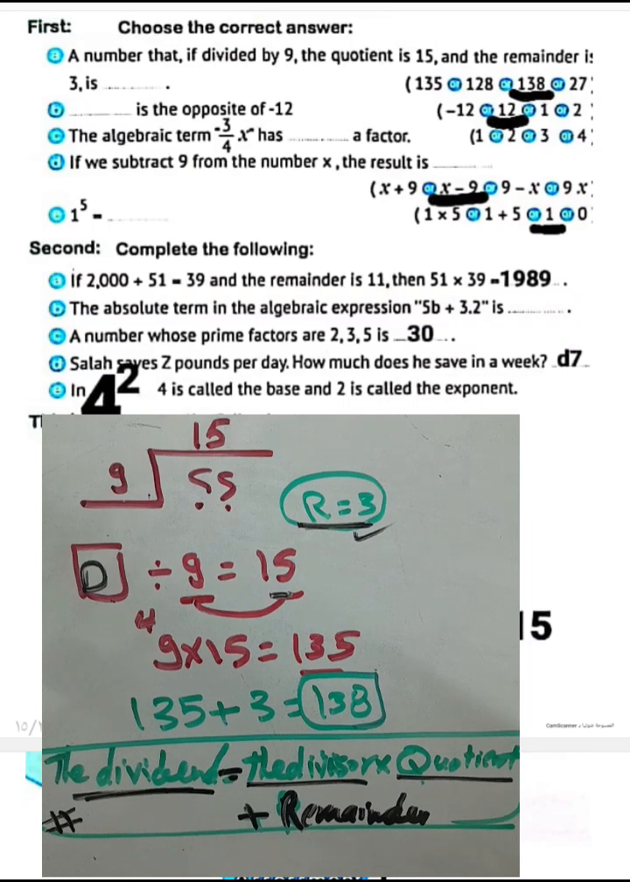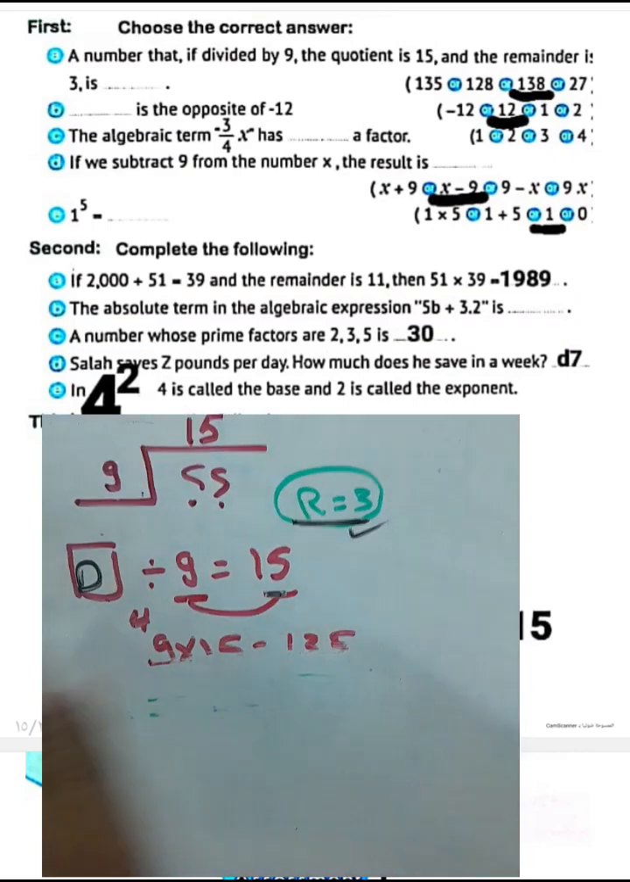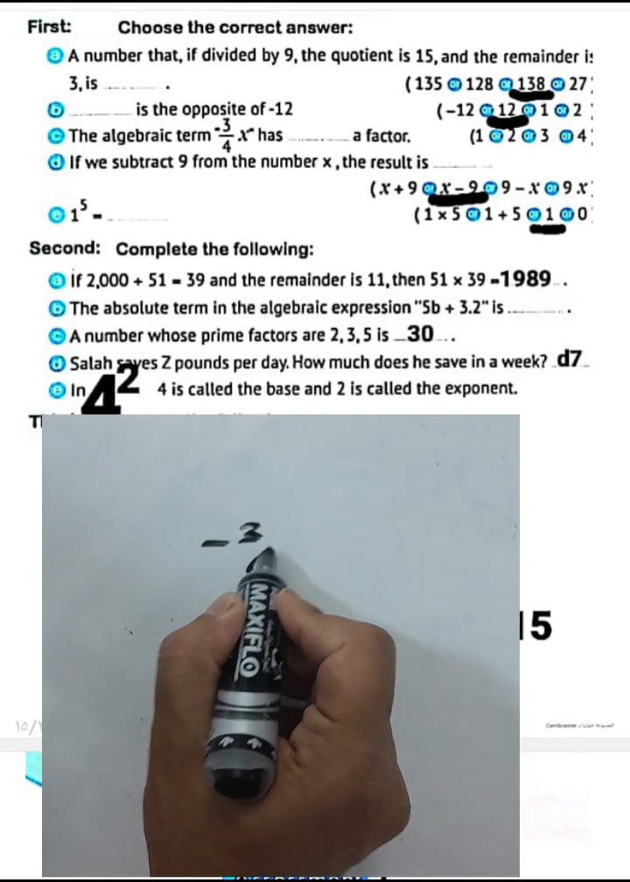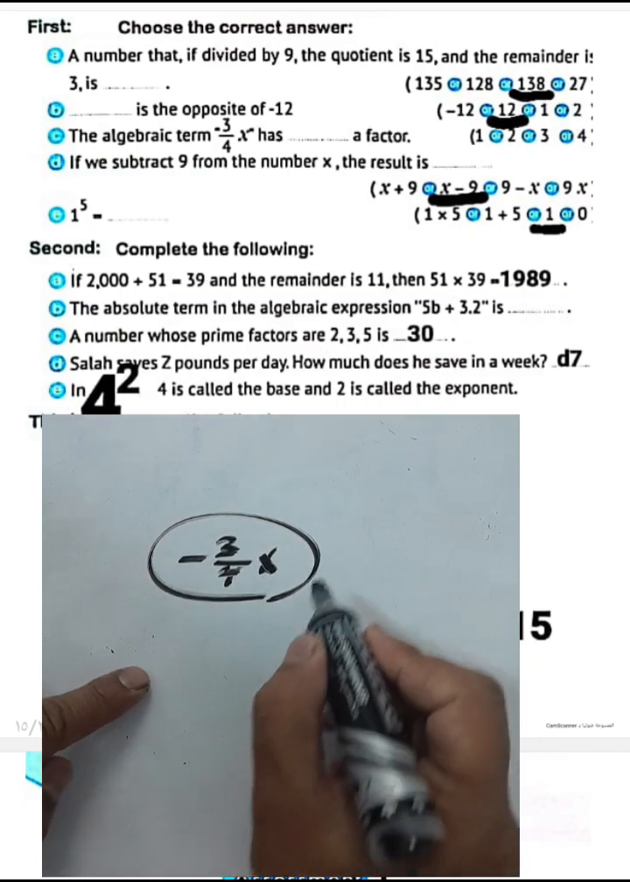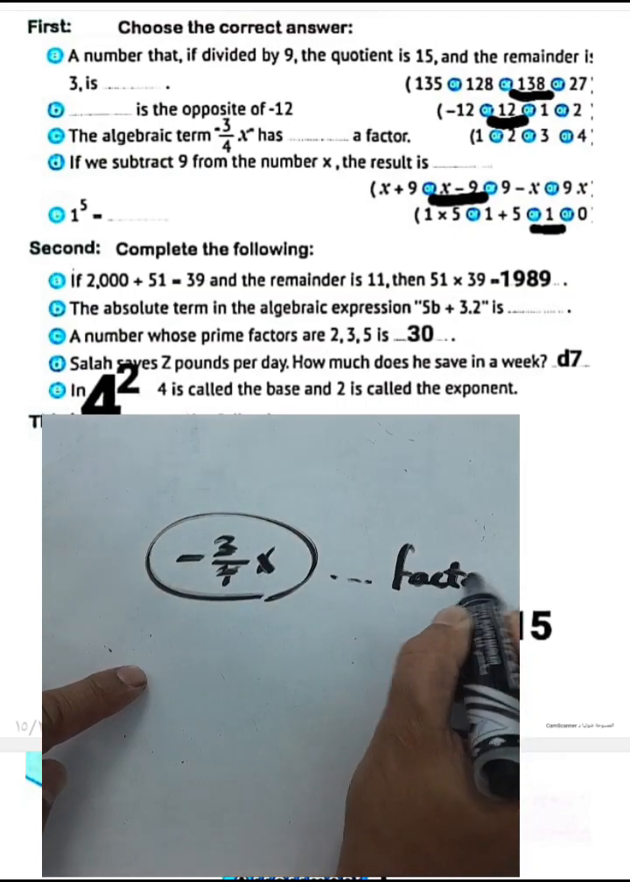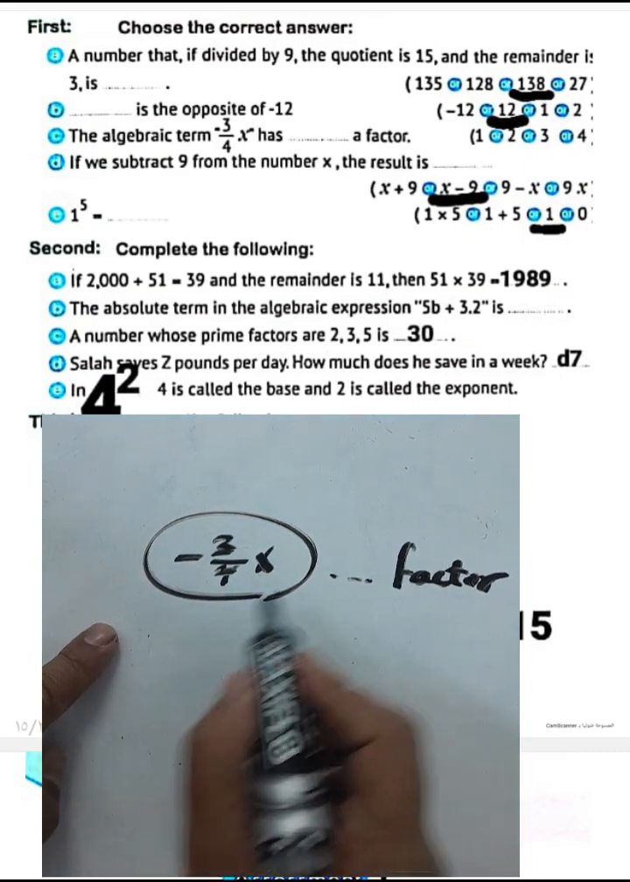Question letter B. Space is the opposite of negative 12. The opposite of negative 12 will be 12. The algebraic term negative 3 over 4x has space factor. How many factors here? We have 2 factors. Again, negative 3 over 4 x. How many factors? We have 2 factors.